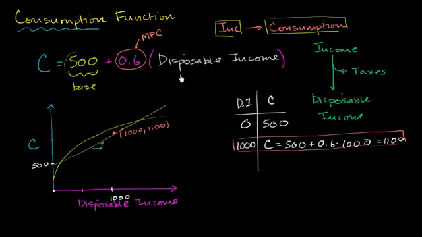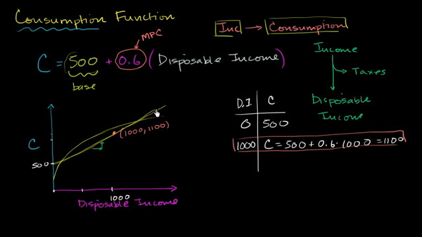It was a linear one. You had some base level of consumption regardless of aggregate income. And then you had some level of consumption that was essentially induced by having some disposable income. And when we plotted this linear model, we got a line. We got a line right over here.